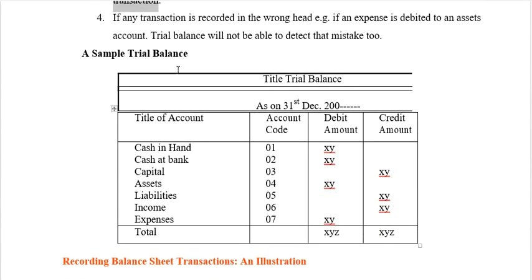A simple trial balance has the title of the account, like cash in hand, cash at bank, capital, assets, liability, income, expense, total, etc. The account code is given, and you can easily view the debit balances and credit balances.